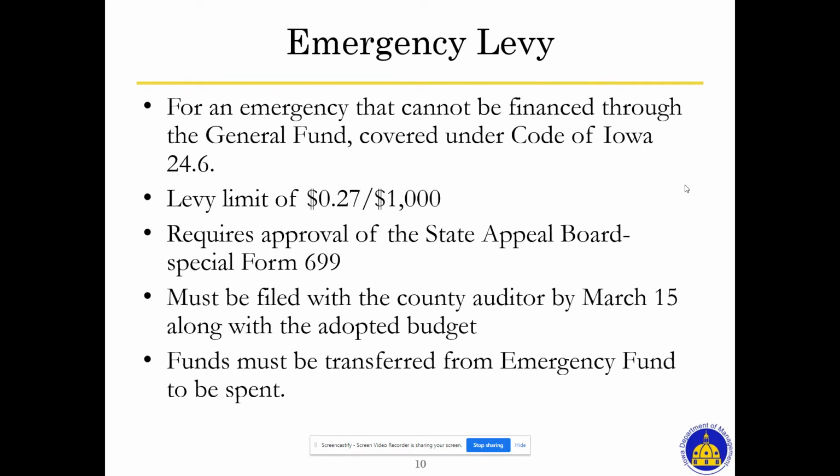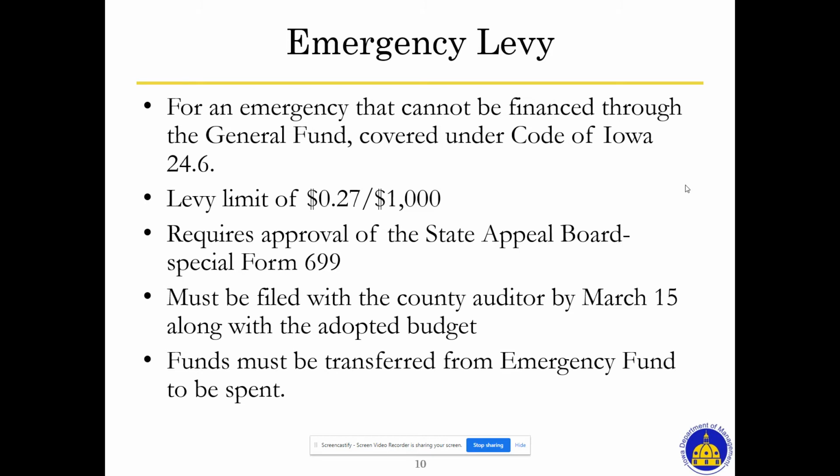Emergency levy, this is for an emergency that's not financed through the general fund. It is covered under Code of Iowa 24-6, and we're not talking about a natural disaster type emergency. We're talking more about a fiscal emergency. If someone would find themselves in a situation where the existing levies are not going to provide the revenue required in order to serve the needs of the county hospital.